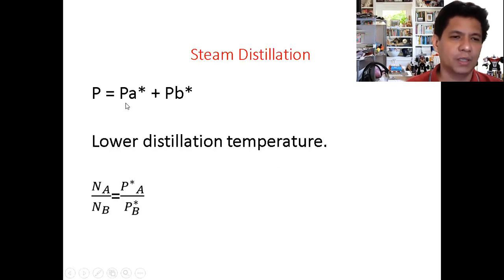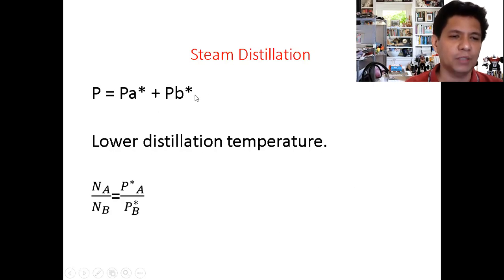So, for example, this is P H2O star, and this is P essential oil star. Relatively, the system has a high vapor pressure. Since distillation operates during boiling, you will need a lower temperature since the vapor pressure is already high. You will need a relatively lower temperature to achieve boiling. That's why the steam distillation operating temperature is relatively low.